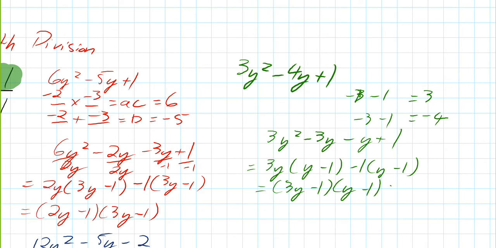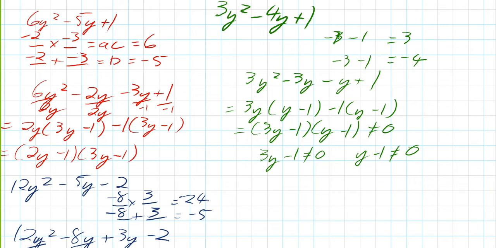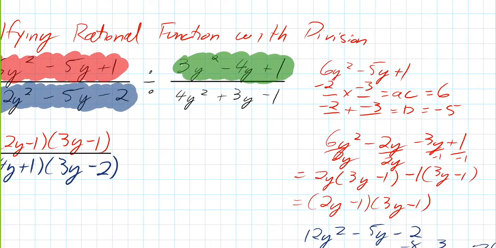Like we said before, because we're already here, we'll find those restrictions really quickly. 3y minus 1 cannot be 0, and y minus 1 cannot be 0. So that gives us that y cannot be 1 over 3. All I did was move the 1 to the other side, so it became positive, and then I divided by 3. And same, y cannot be +1. We can now move over. What do we got? 3y minus 1 and y minus 1.